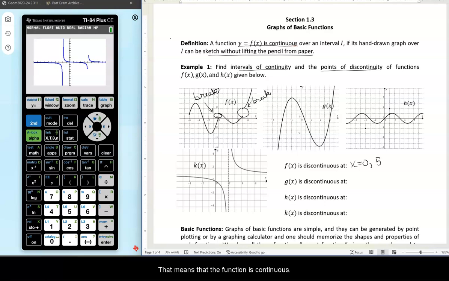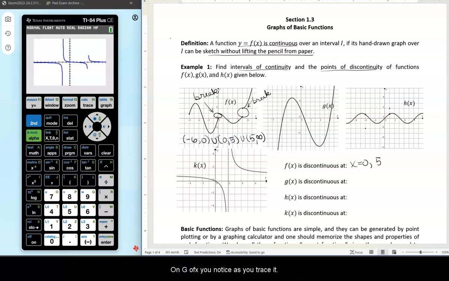That means that the function is continuous from -6 to that break at 0, and then we can graph some more between 0 and 5. And then we have a break at 5, and it picks up graphing again to infinity.